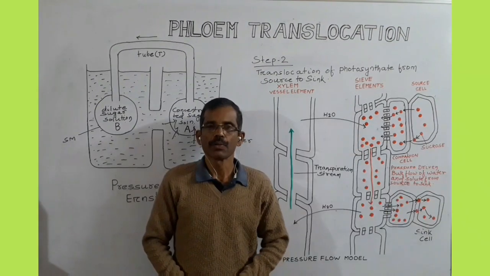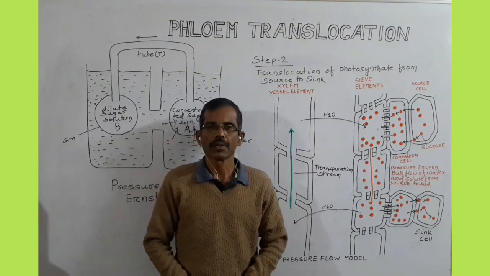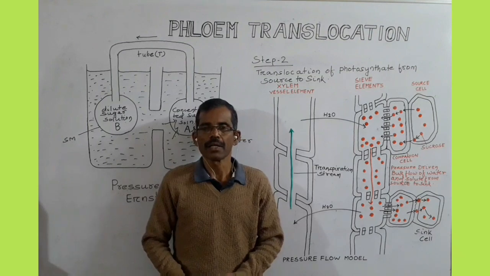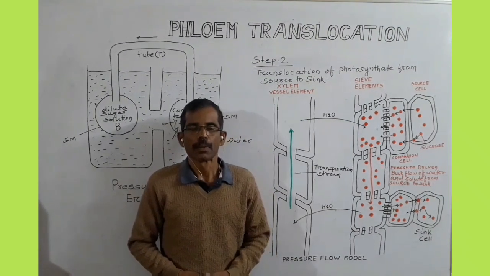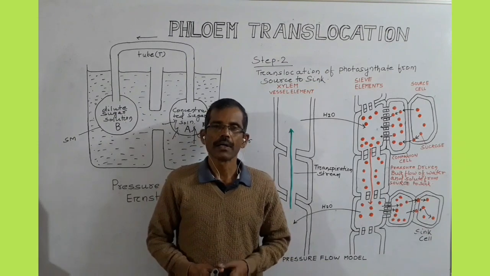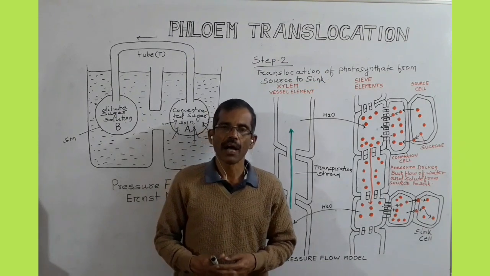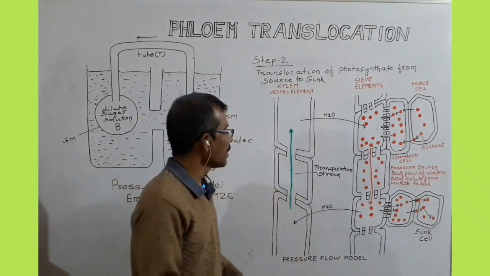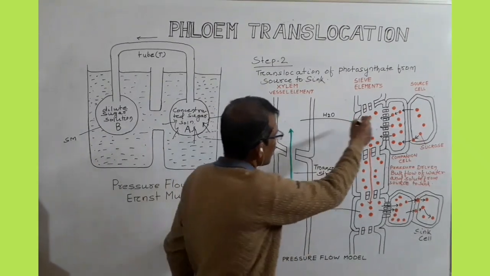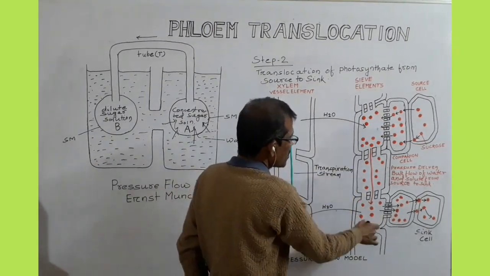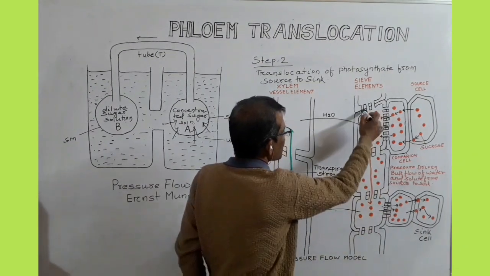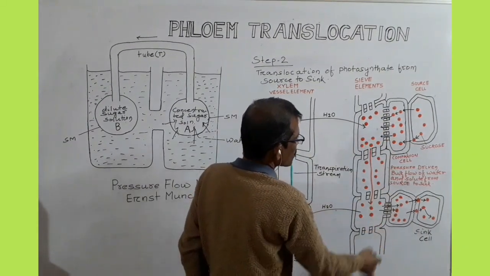According to pressure flow hypothesis, the translocation process is a passive process. It is driven by the osmotically generated pressure gradient between the source and the sink. Now let us see how pressure flow hypothesis is applicable in case of phloem translocation. So this is the sieve tube, which is composed of a number of sieve tube elements, and these are the sieve plates, which are porous.